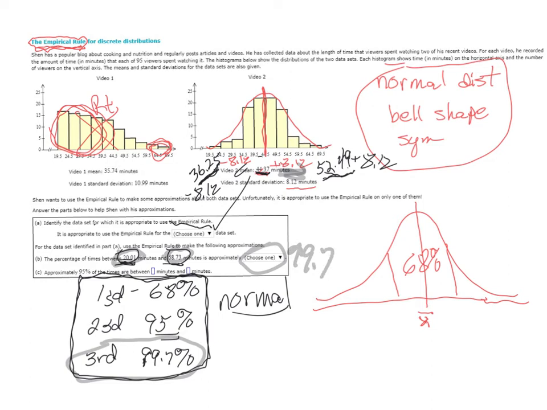All right, and then if I'm looking for 95% of the times are between what two numbers, I'm going to take my mean, add the standard deviation twice, and subtract the standard deviation twice to get these two numbers that would go right here. You need to really make sure that you understand how to do these. This is one you're going to see a lot of.